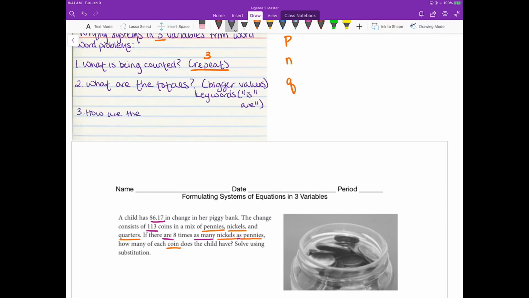And that's the last step that I take, is how are the totals made. And so I want to make equations out of these 3 variables, and if I have 3 variables, I need 3 equations. And I want ones that I can solve by substitution that are going to be the easiest to solve. So there will be some things we can do to make our equations easier to solve with our totals that we have.